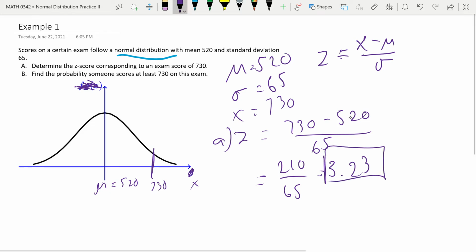I'll mark this down here in this orange color, that this 730 corresponds to 3.23. Now I want to find the probability that someone scores at least 730 on this exam. At least means that score or higher, so I want this area to the right in orange.